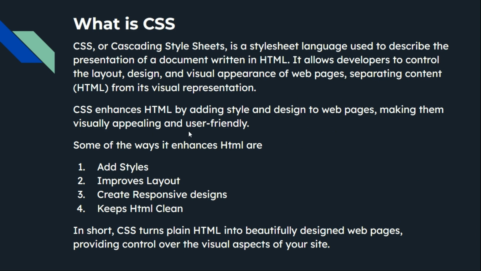Now, what is CSS? CSS, or Cascading Style Sheet, is a style sheet language used to describe the presentation of a document written in HTML. So it allows developers to control the layout, design, and visual appearance of web pages, separating the content from its visual representation. So you can see CSS enhances HTML by adding styles and designs to the web page, making them visually appealing and also user friendly.